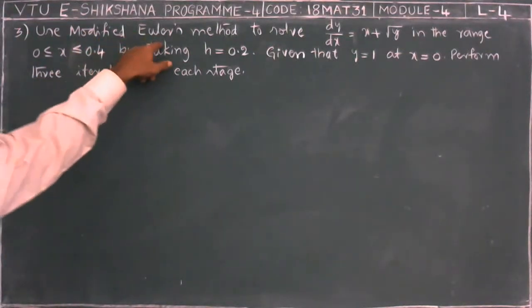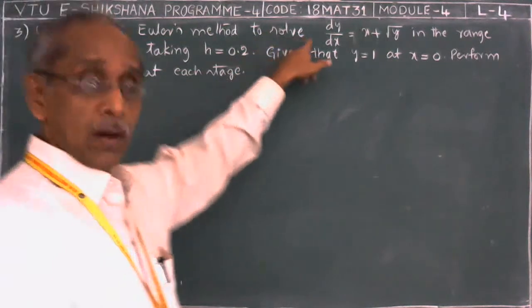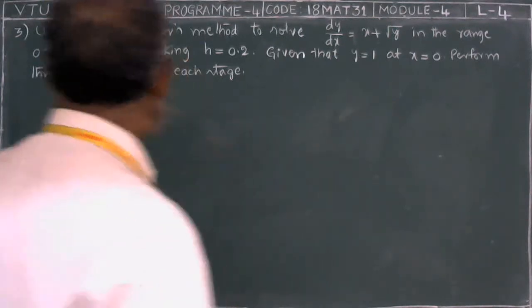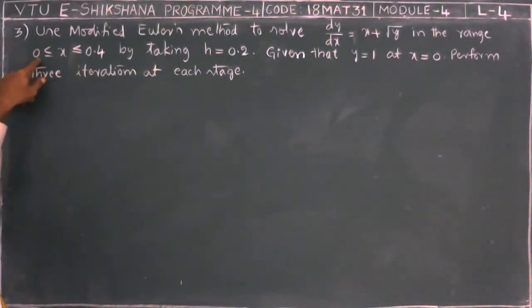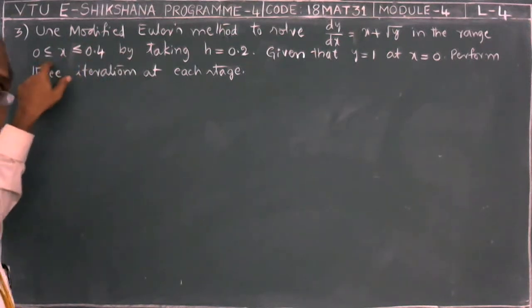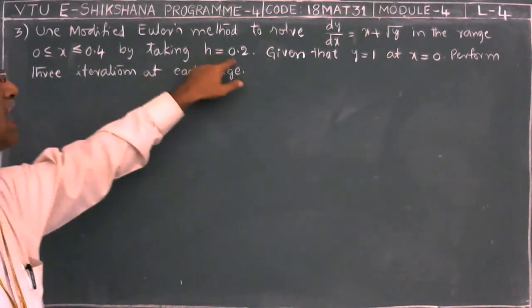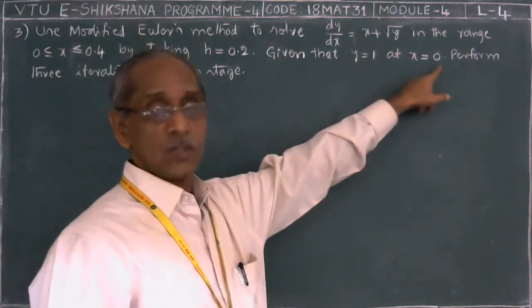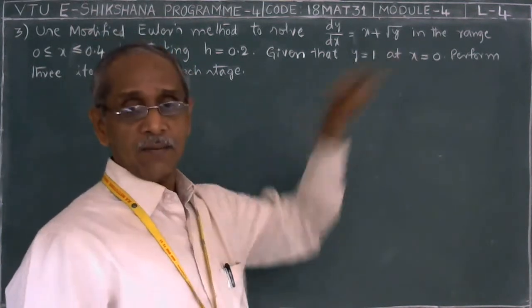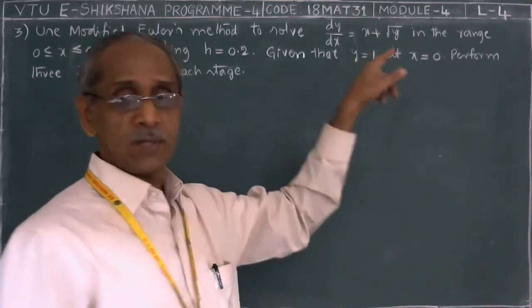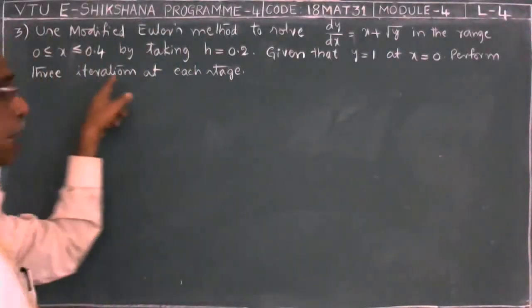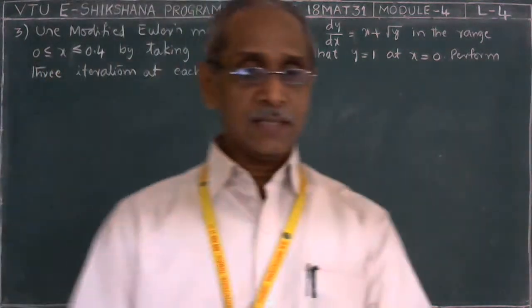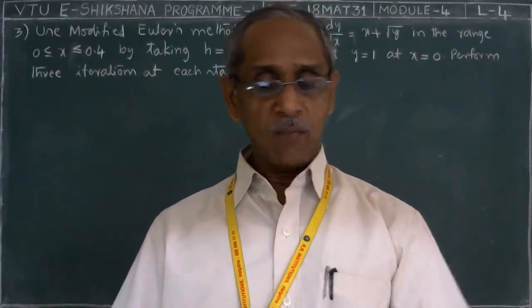use modified Euler's method to solve dy by dx is equal to x plus root y in the range 0 less than or equal to x less than or equal to 0.4, by taking h is equal to 0.2, given that y is 1 at x is equal to 0. So this is the initial condition, that is y of 0 is equal to 1. So perform 3 iterations at each stage. So we have to consider 3 iterations at each stage of y1 and y2.